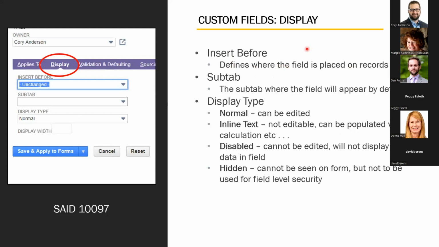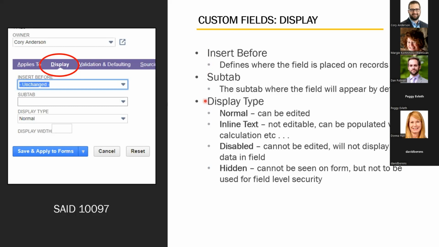Okay, so the next thing to consider on a custom field is the display tab. The display tab is going to give us options where we can say insert before. This defines where the field is placed on records. I personally don't have very good luck with this feature. I usually like to put the field on a subtab. I can define the subtab such as main or related records or shipping or something like that. And then I can go in and move that field around by editing the form later on. So personally, I don't really use the insert before, but it's an option to help you preset where that field is going to show up.